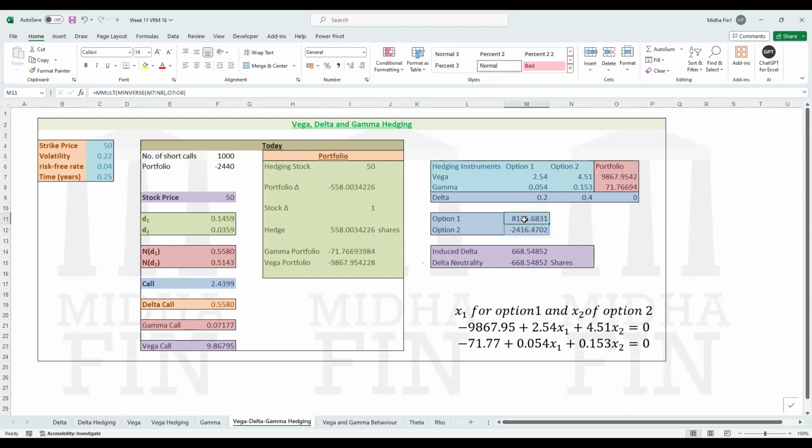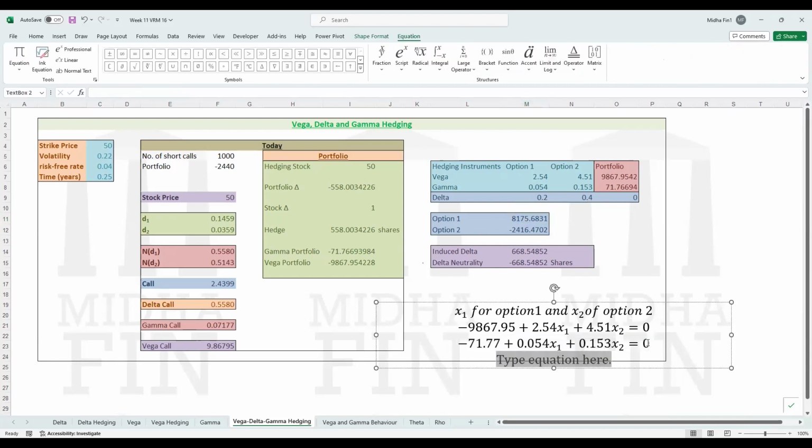You need to go plus 8175.76 for option 1, and minus 2416 for option 2. So it means go long in 8175 units of option 1 and short in 2416 units of option 2. Now, the moment you do this, you include delta into the portfolio, because each of these had their own deltas. So first you need to calculate the delta.